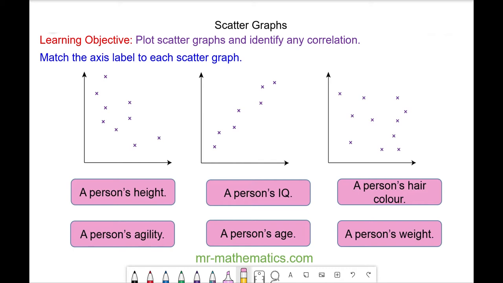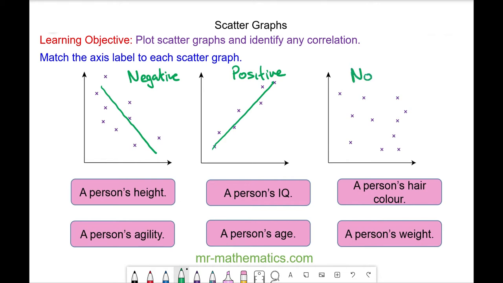The correlation of a scatter graph describes the trend of the direction of the coordinates. So for instance, in this graph the trend is going downwards. So this is a negative correlation. In the second graph the trend is going upwards. So this would be called a positive correlation. And in the third graph, there is no trend, so this is called no correlation.